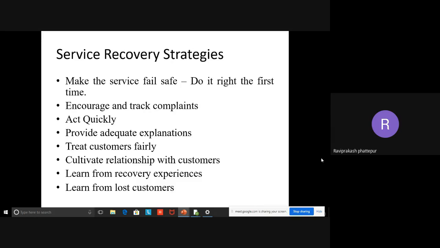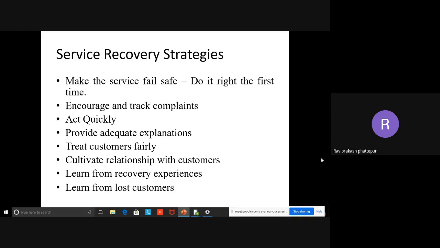So next, act quickly. Just don't encourage, collect and keep. That will not help you anywhere. After collecting the complaints, act quickly on the complaints you have got: why that has happened, and what measures are to be taken so that you do not repeat it again. So that is act quickly, fast.